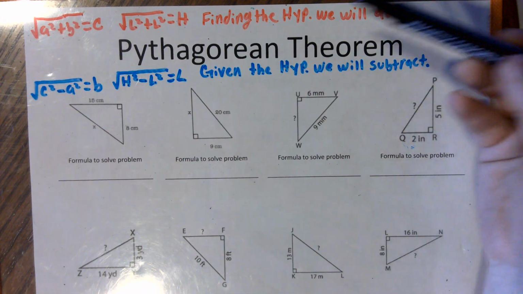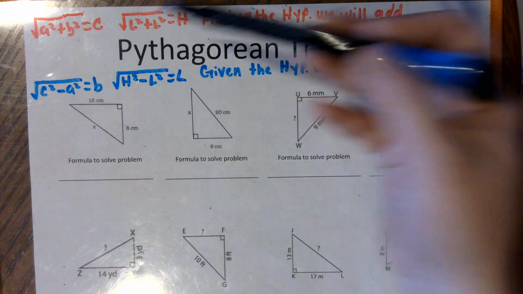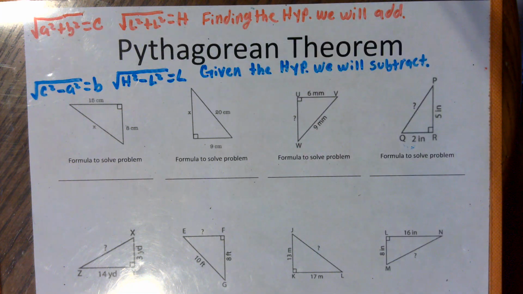Make sure you have it written down. If we're finding the hypotenuse, we're adding. If we're given the hypotenuse, we're subtracting.